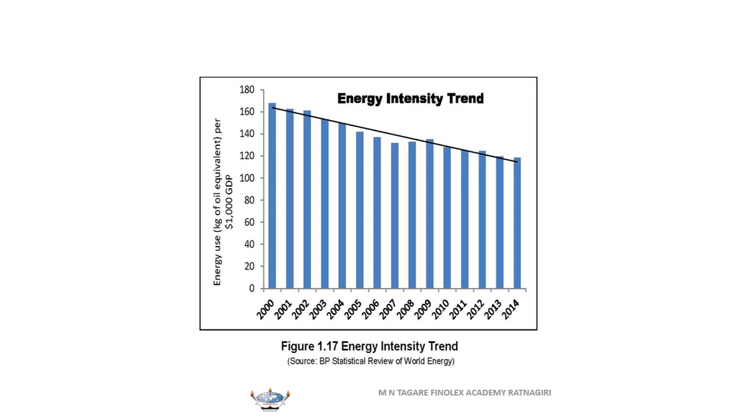Now, let us consider the energy intensity in India. Energy intensity is an indication of how much energy is used to produce 1 unit of economic output. A lower ratio indicates that less energy is used to produce 1 unit of output.